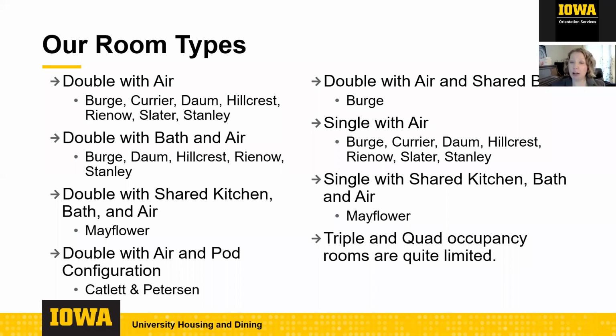And then triple and quad occupancy rooms are quite limited. You are only limited to allow yourself to select one roommate, and that's because it is highly unlikely for you to be able to select a triple or a quad occupancy room during room selection. And we didn't want you all to make plans and then not be able to deliver on those. So again, a double room is the most frequently assigned.